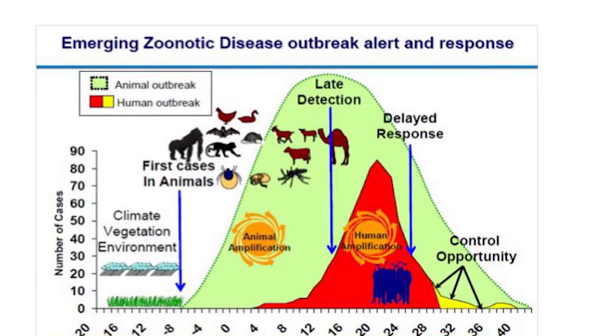And also the emergence of zoonotic disease outbreaks is occurring because of climate change. As you can see here, climate change, the first case in animals detected, late detection, delayed response. So you can see how epidemics are going, and here animal amplification, human amplification. So you can see the different factors of zoonotic disease outbreaks.